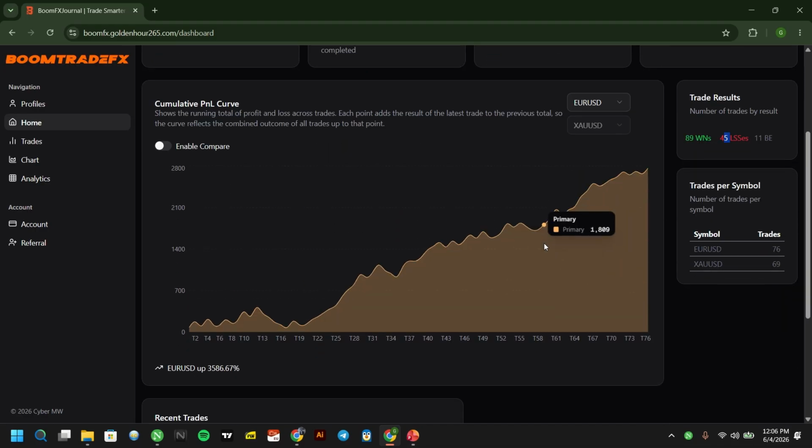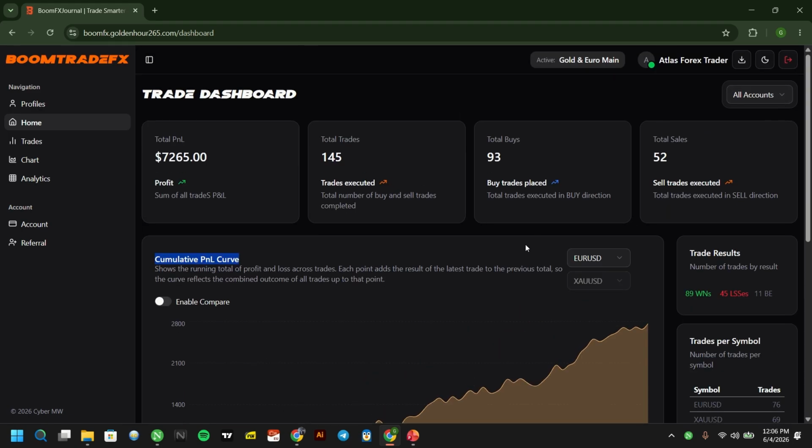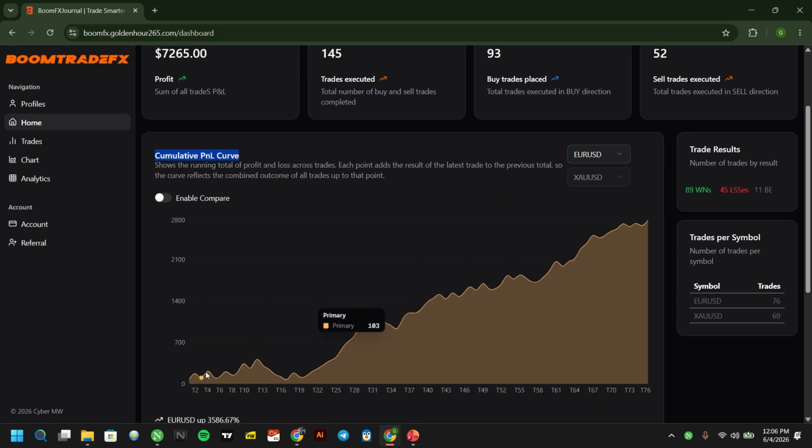When we scroll down, we see that we have the cumulative PNL curve. The cumulative PNL curve simply displays the profit and losses that we have made along our symbols, our profiles, and our trades. Essentially, what this is showing is that in all profiles, for the symbol Euro USD, this is how it has been performing. A cumulative PNL curve starts from 0. As you can see, it's starting from 0 here. 0 as in there was no profit and loss at the start.